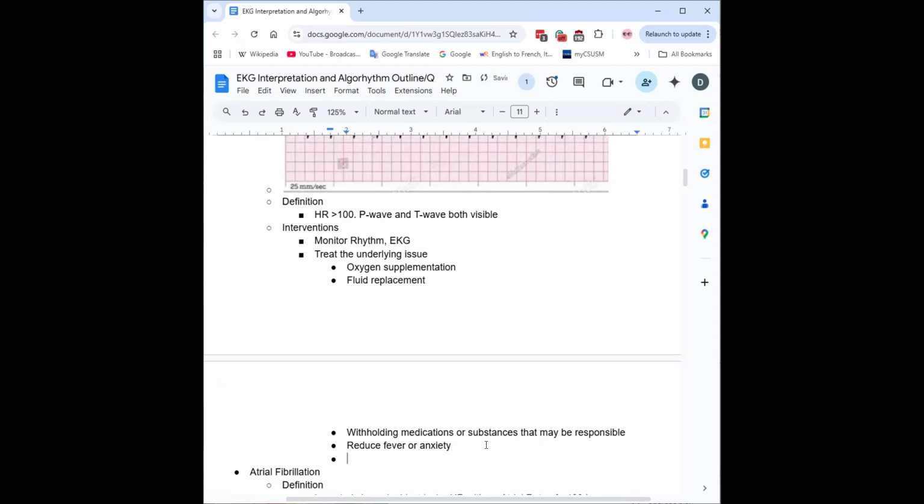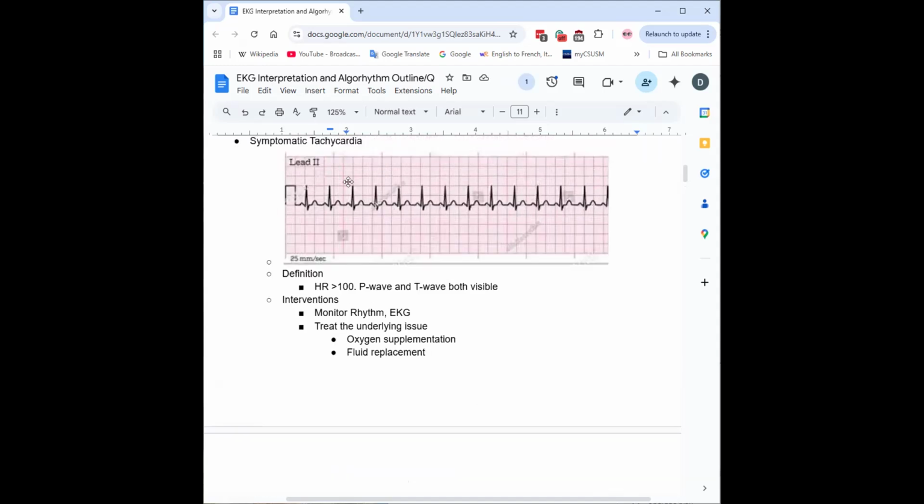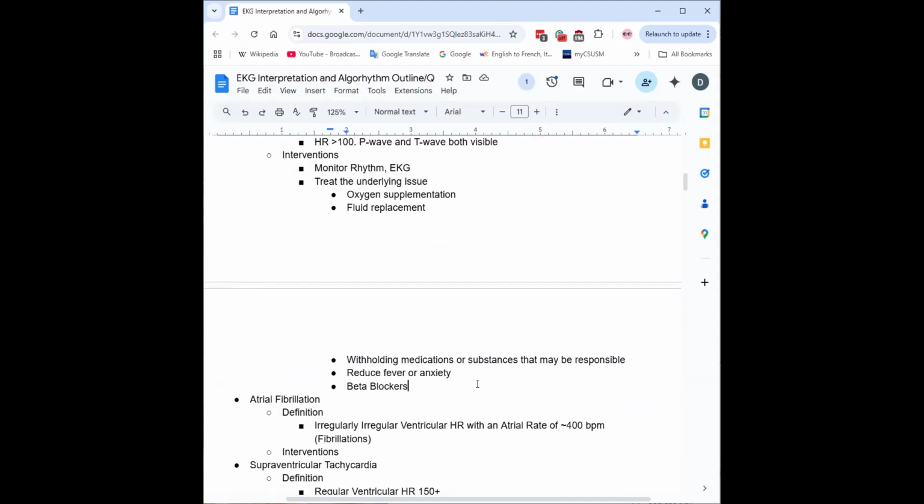You can also try beta blockers, which is another thing that can be done for anxiety. You can get beta blockers as an anxiety med as well. In general, we know how they affect the heart rate, so that's something that can be done with the tachy. Same as SVT.